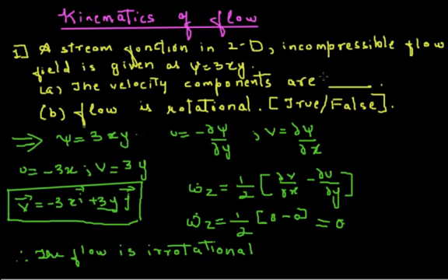So that is u is equal to minus 3x and v is equal to 3y, and flow is rotational, that is a false statement. The flow is irrotational.